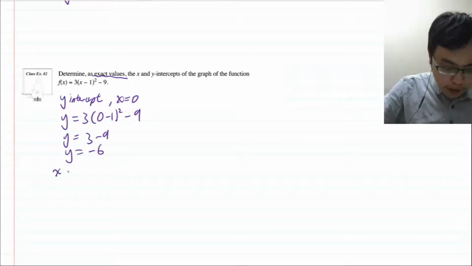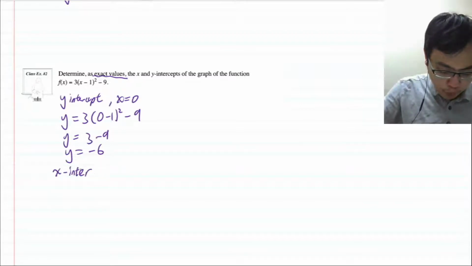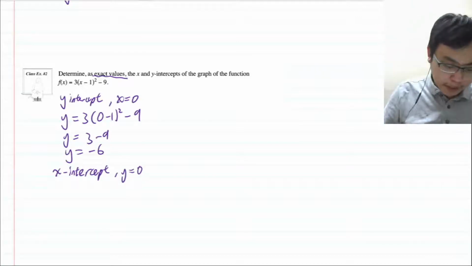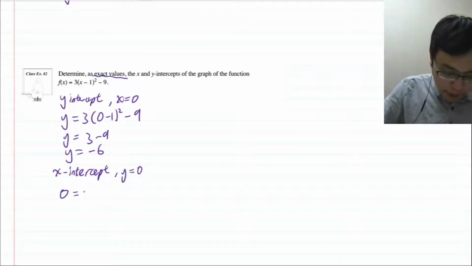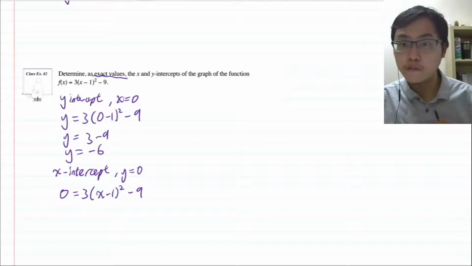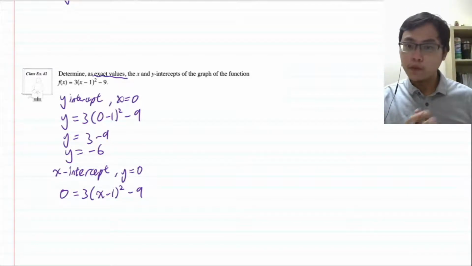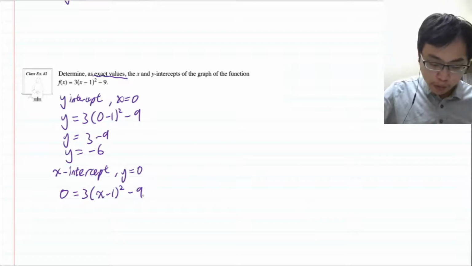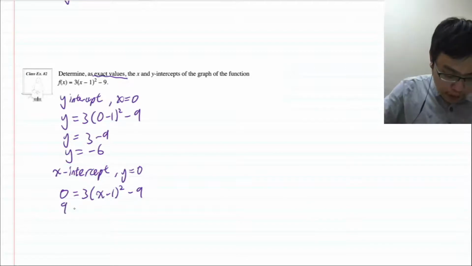And the x-intercept happens when y is equal to 0, okay? X-intercept is when y equals to 0. So we're going to set the whole thing as equal to 0. 0 equals to 3 bracket, and we have x minus 1 whole squared minus 9. And all we have to do now is solve for x. Now, we're going to have to do some algebra manipulation. We're going to move things around. So we're going to add 9 to both sides. So 9 is equal to 3 bracket x minus 1 whole squared.